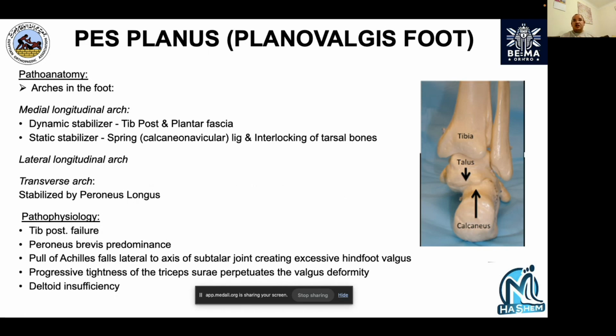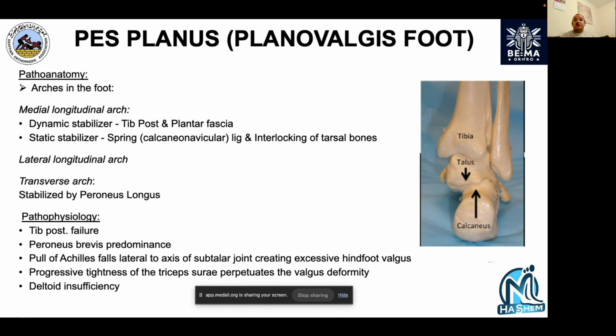The lateral longitudinal arch depends on the shape of the lateral rays, the 4th and 5th ray, and is maintained by the lateral ligaments. Then the transverse arch is maintained by peroneus longus and interosseous ligaments. The pathophysiology is, you understand that pes planus in a normal adult, if they don't have a bony problem or tarsal coalition, happens because of tibialis posterior failure for any reason.